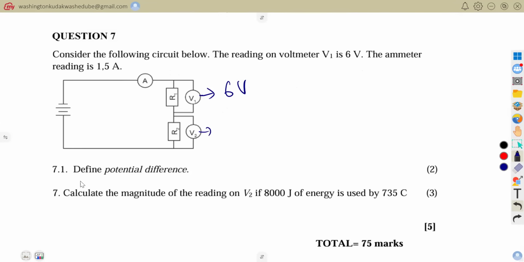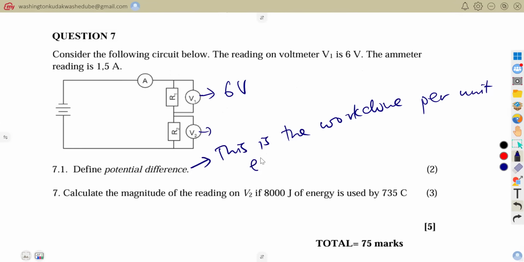Now it is said, define the potential difference. We know that potential difference is simply the work done per unit electric charge, where you would represent it by saying volt is equal to work done per unit charge. This is the work done per unit electric charge.